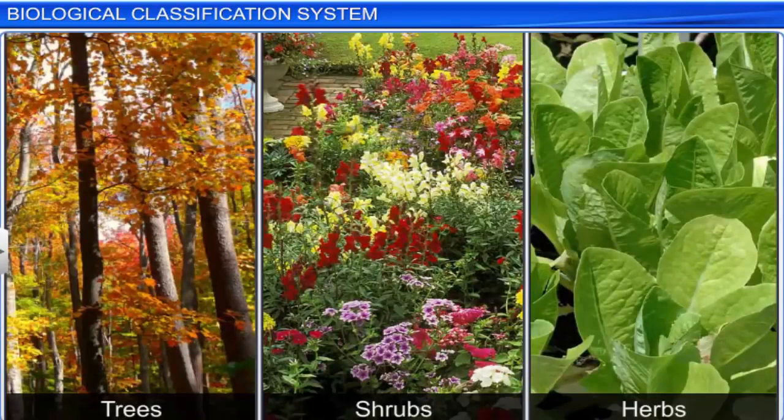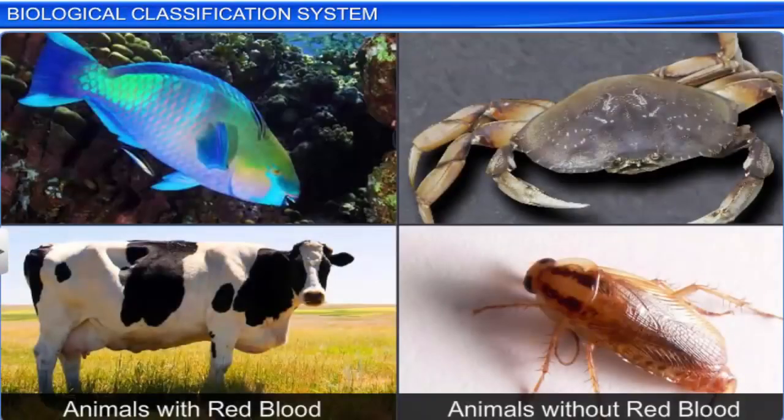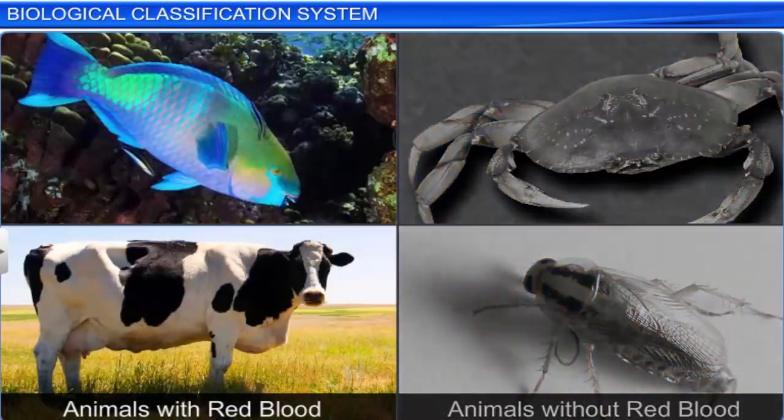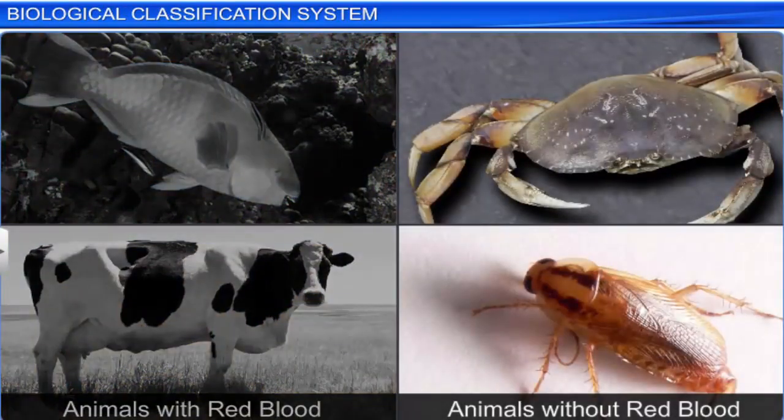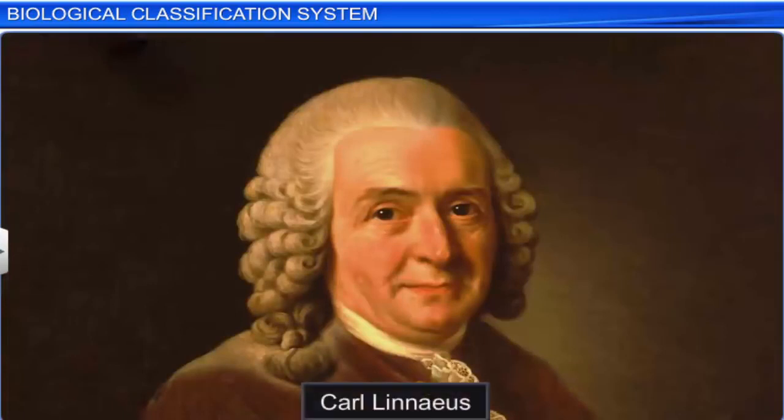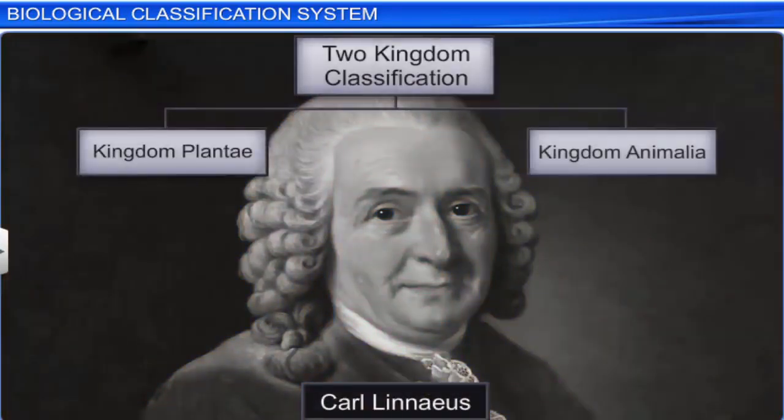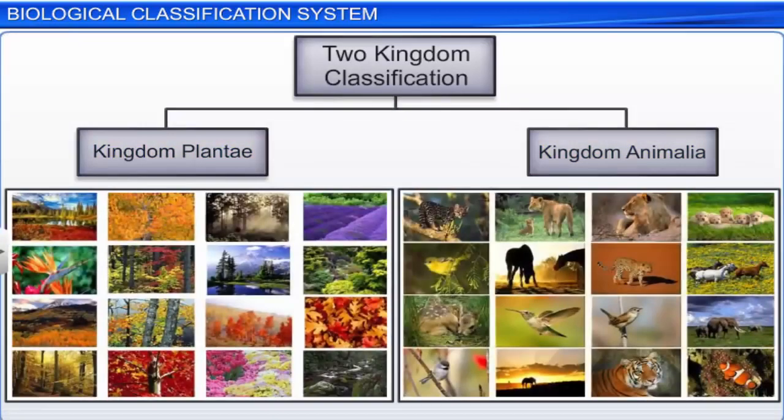Based on morphological characters, he classified plants into trees, shrubs, and herbs, and animals into two groups, those that had red blood and those that didn't. Later, Carl Linnaeus came up with the two-kingdom system of classification: Kingdom Plantae, that included all the plants, and Kingdom Animalia, that included all the animals. This classification system was reasonable for that time, because it was easy to distinguish between immobile plants and mobile animals.